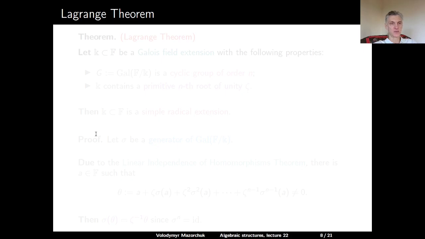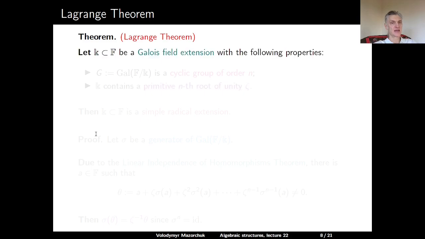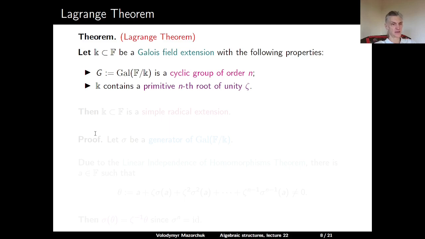Next, we discuss an important statement which is called Lagrange theorem. Let K inside F be a Galois field extension with the following properties. The Galois group of this extension is a cyclic group of order n. The field little k contains a primitive nth root of unity which we denote by zeta. Then the extension of k inside F is a simple radical extension. Proof: let sigma be a generator of our Galois group.